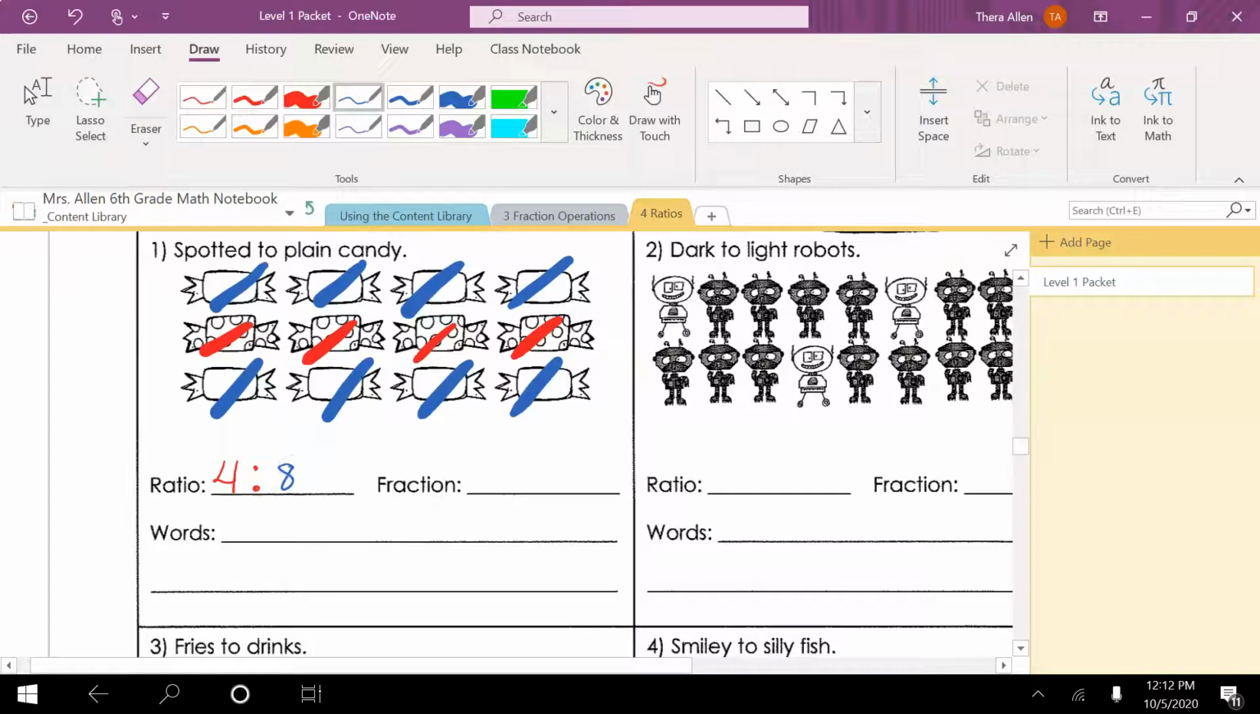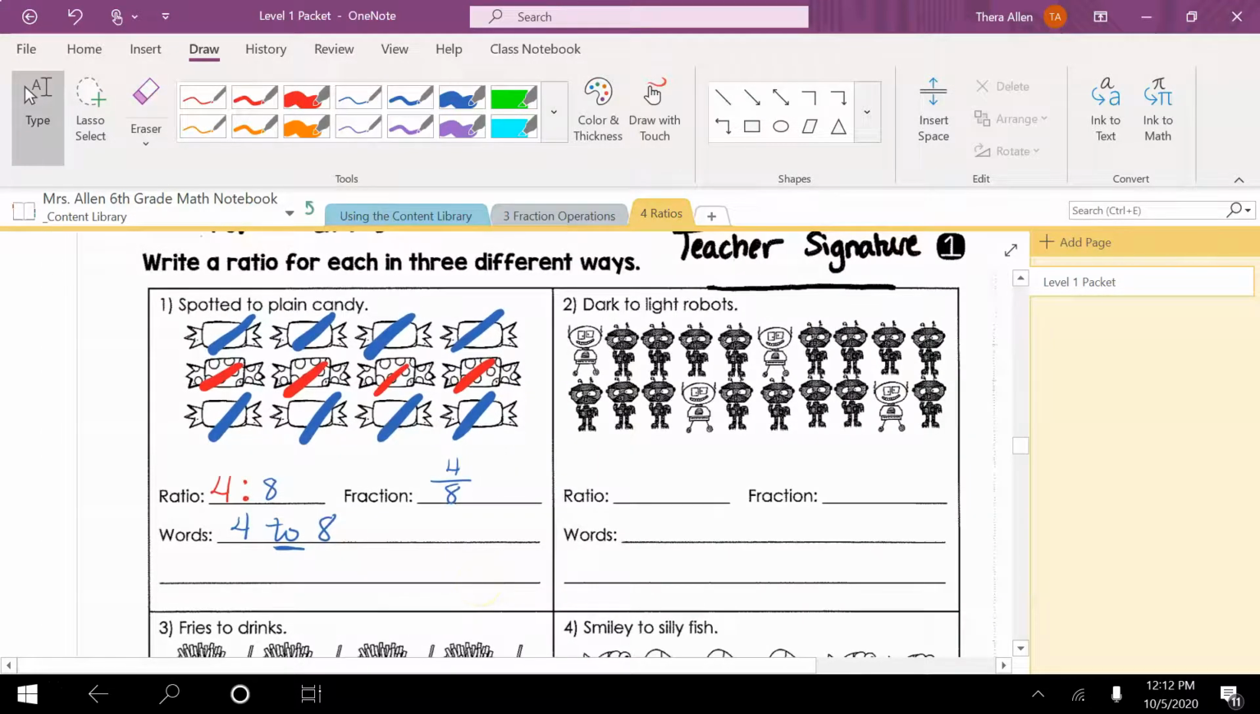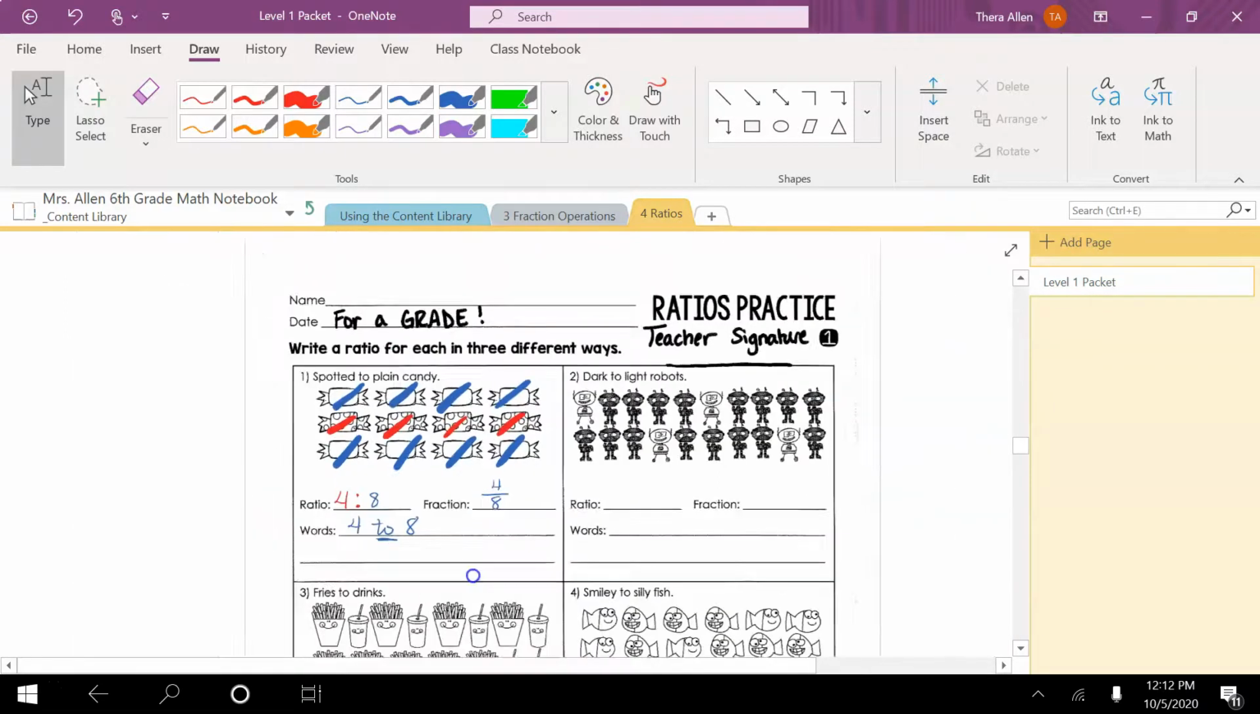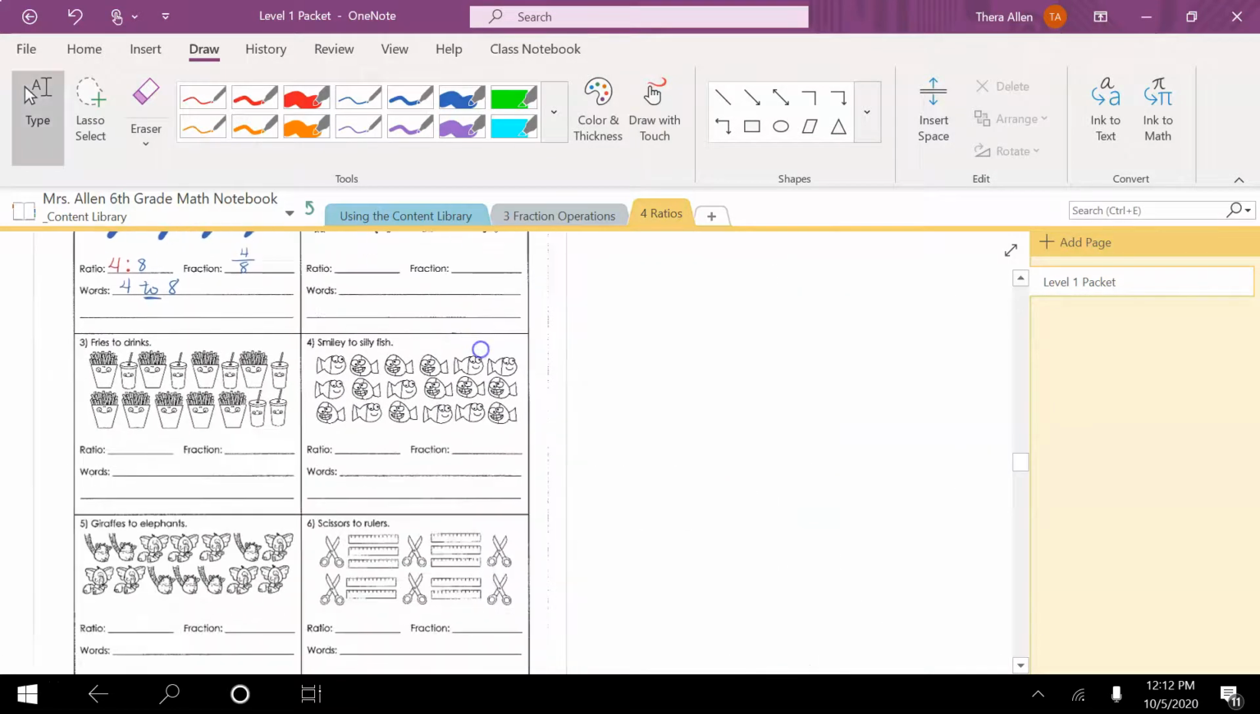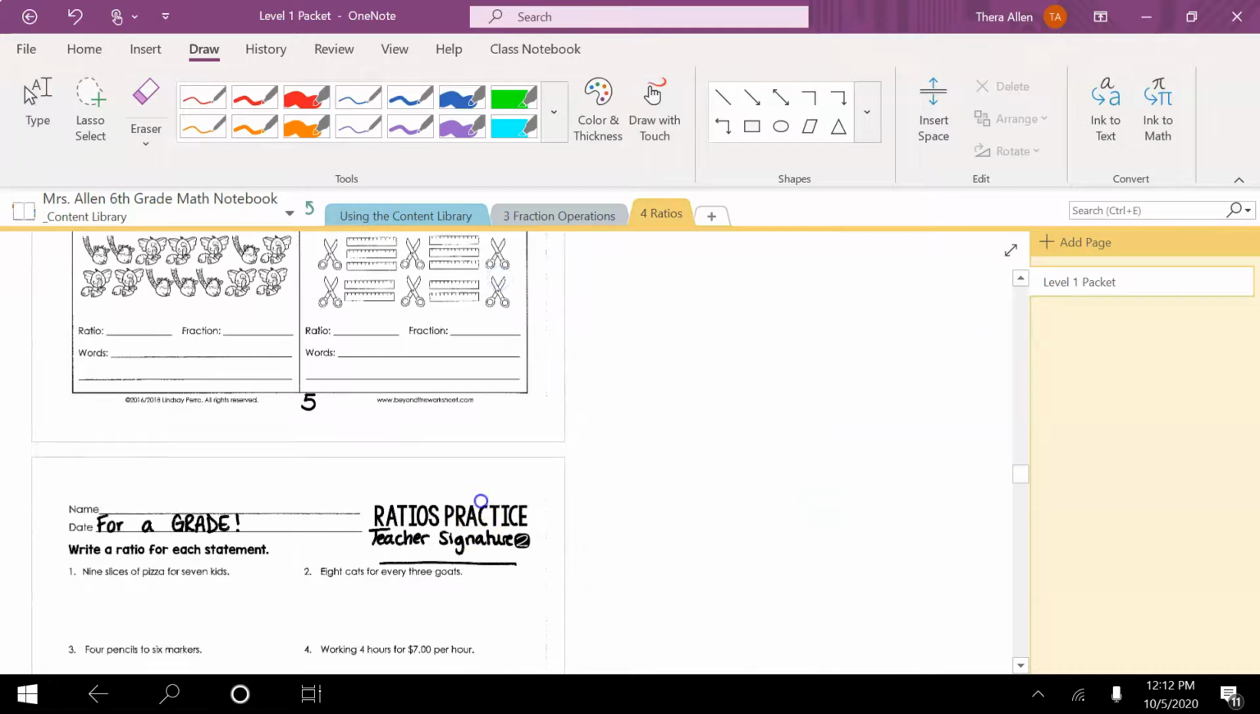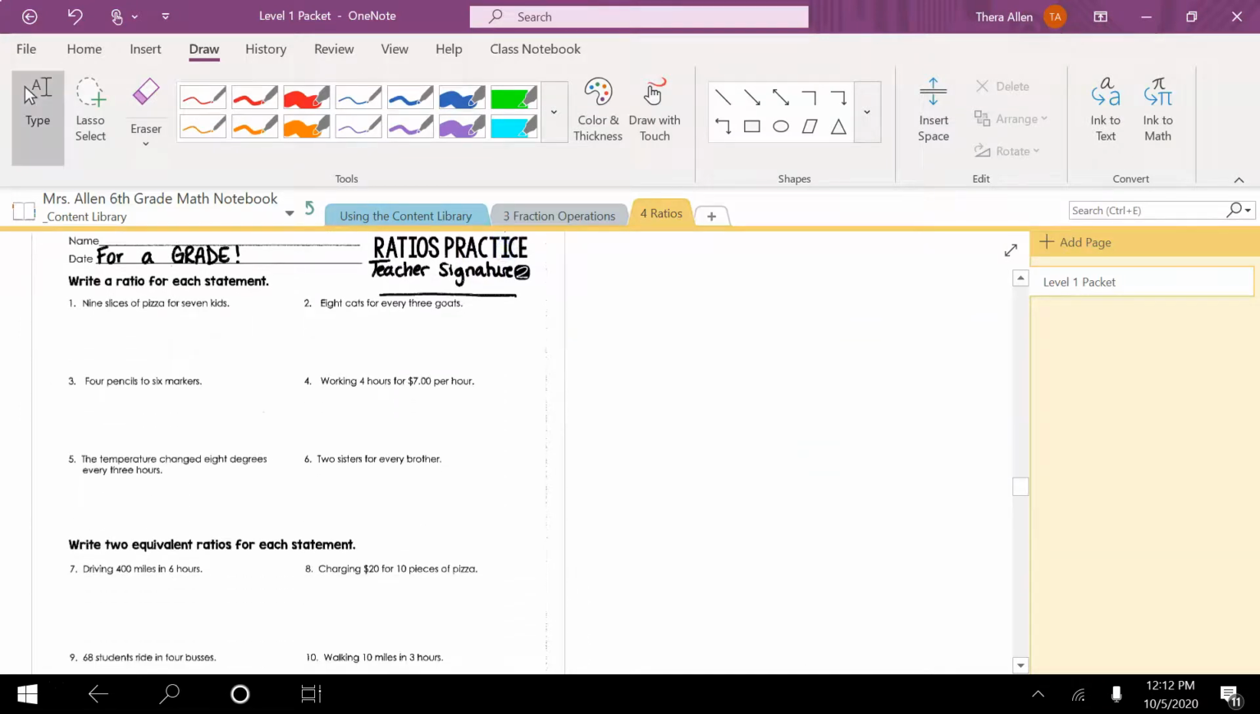So here it is as a ratio. As a fraction, I'm going to write it 4 to 8. And as words, I'm going to write it as 4 to 8. You can write it out like that as long as the word "to" is in word form. That's how you're going to do this page. So that page is for a grade. And this page is for a grade.